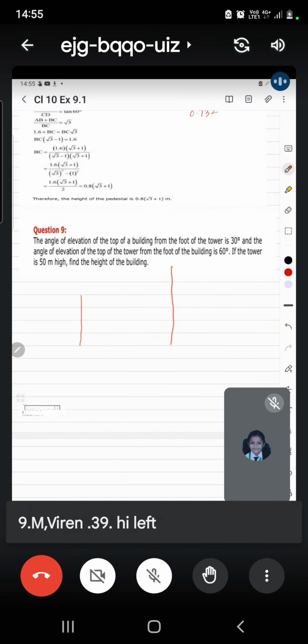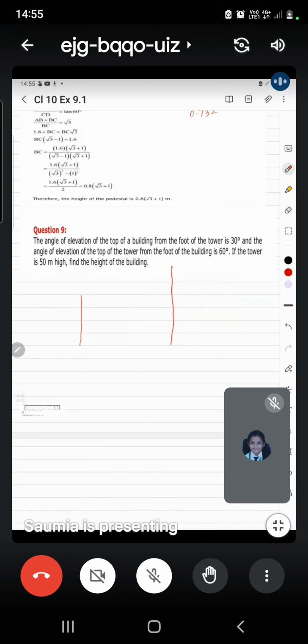And what I was trying to tell you is that in the April 2022 board paper, this exact same question was there. Many of the children made a mistake here itself. They made the building taller and the tower shorter. Now, how do you realize which one is taller? You just can't go by the words.